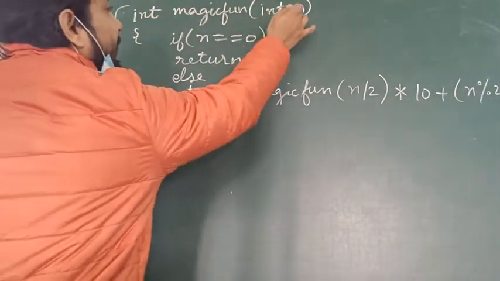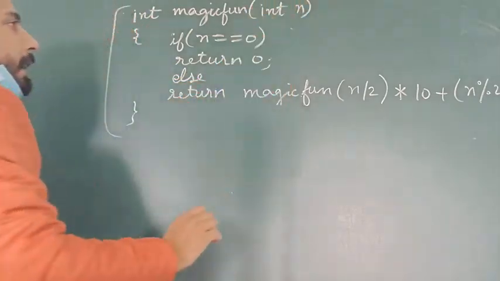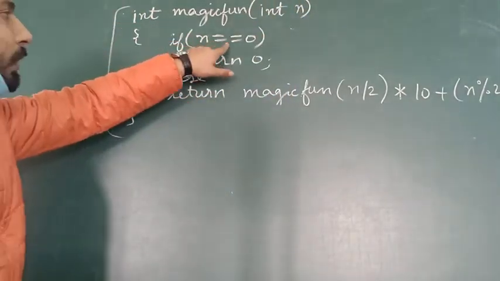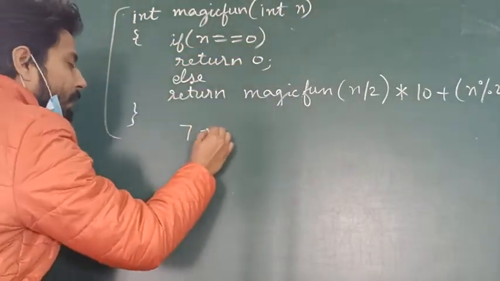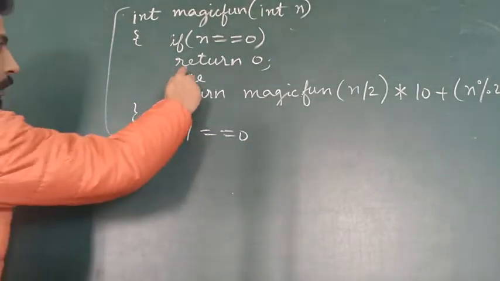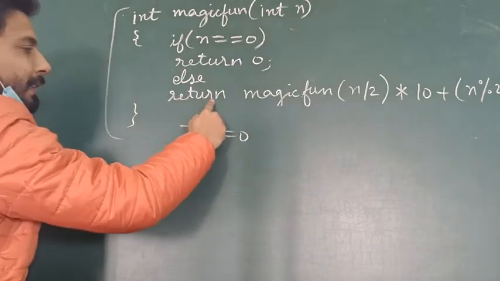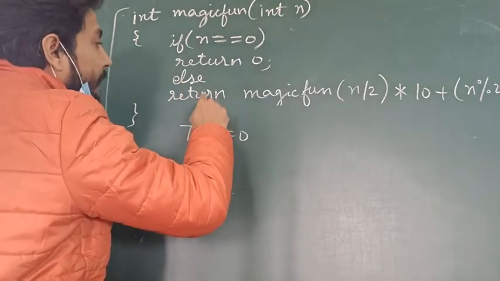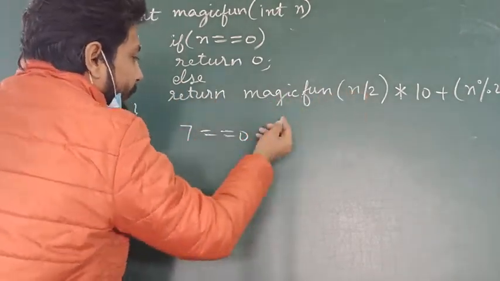Now magic fun of 7. The value of n here goes to 7. Now if n equals 0, so check: 7 equals 0, is it true or false? False. So it will go to the else part. In else it is written: return magic fun n divided by 2.